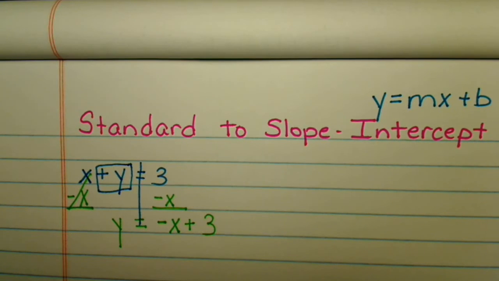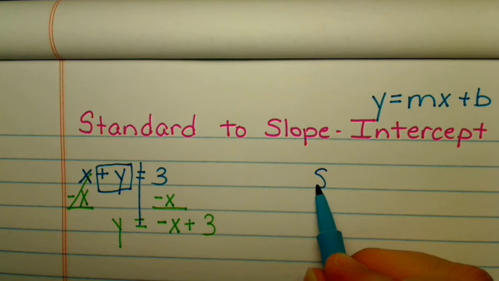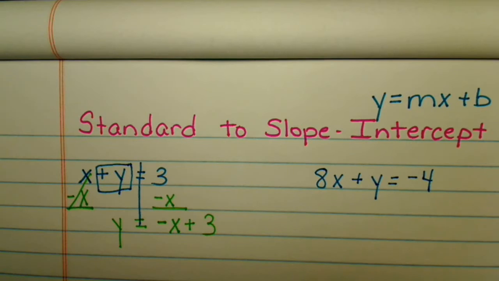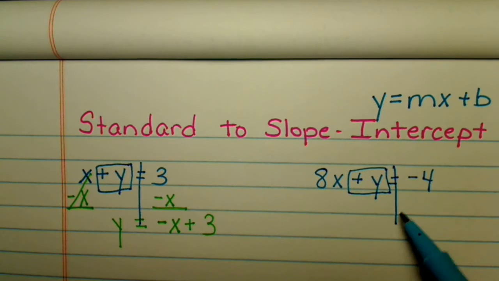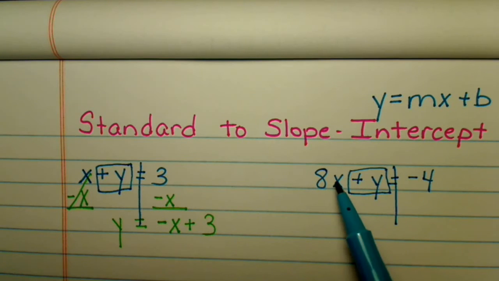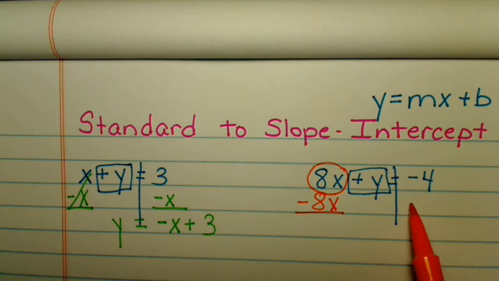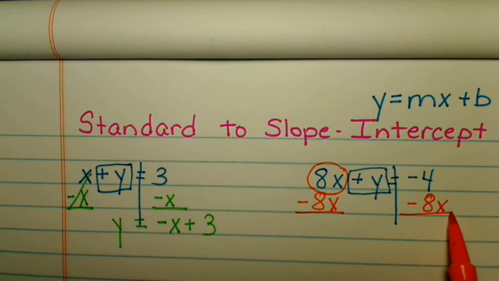All right, let's look at another one. This problem is 8x plus y equals -4. Once again, we want to isolate that y. We want to get this positive y all by itself on this side of the equal sign. The only other thing over here is an 8x. I want to move this entire term. So to move that entire term, I'm going to do the inverse. It's positive, so I'm going to subtract 8x from this side. If you do it on one side of the equal sign, you have to do it on the other.